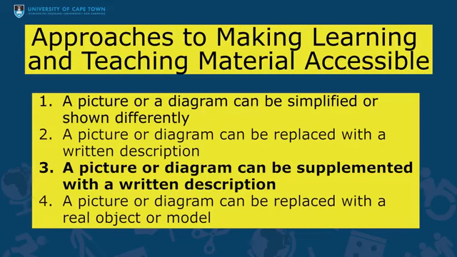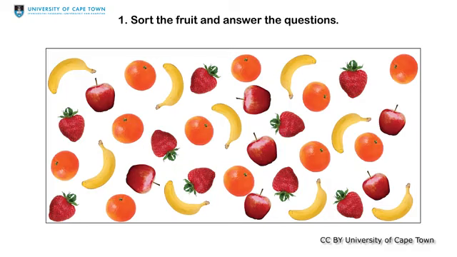In the next example, we will look at the third approach. A picture or diagram can be supplemented with a written description. This example is from a primary school mathematics workbook in the section on data and statistics. The learner is given a picture showing a large number of bananas, apples, strawberries, and naartjies or clementines, drawn very closely together in a quite crowded way. The question is, sort or count the fruit and answer the questions.